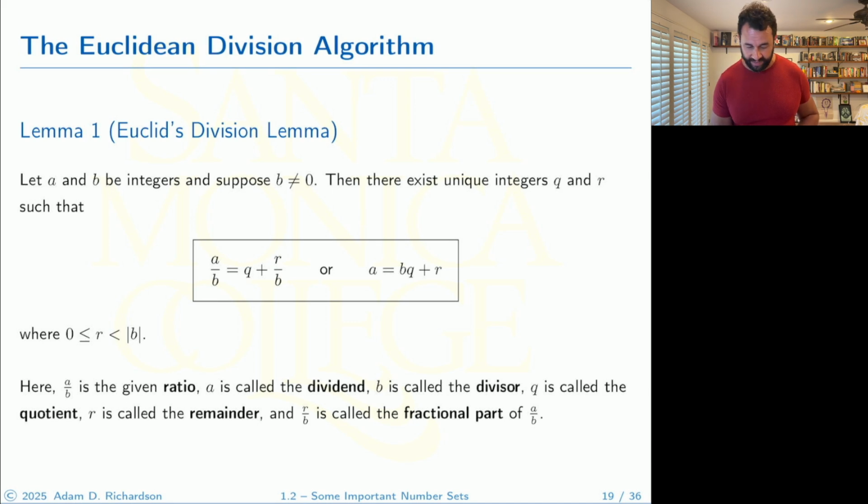Here we go. Let a and b be integers, and we're going to suppose that b is not 0. Then there exist unique integers q and r, such that we can rewrite a over b as q plus r over b. Or in other words, equivalently, we could write this same equation as a equals b times q plus r, okay? And we also have the fact that r is greater than or equal to 0, and it's less than b in size, less than the absolute value of b.